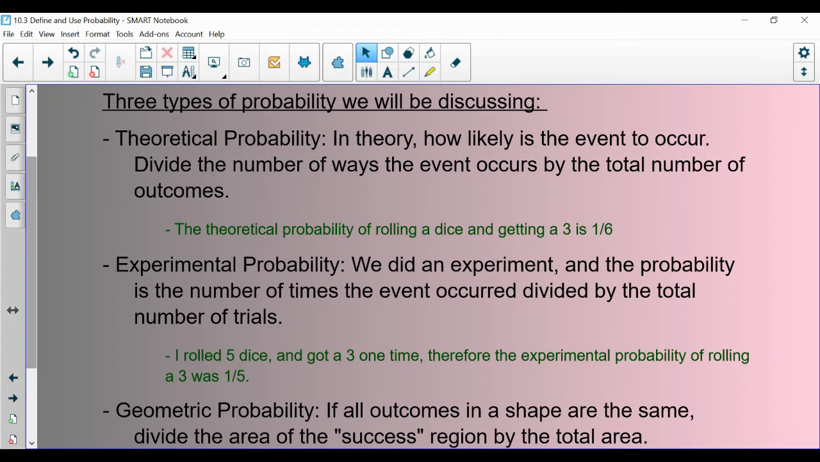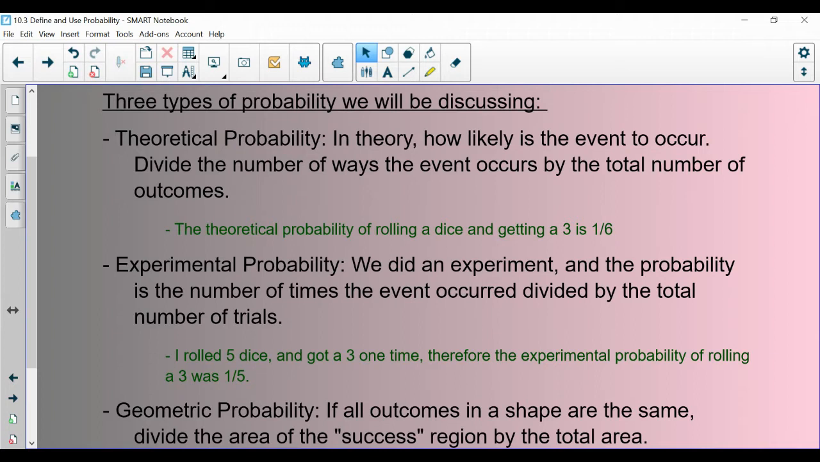This would say that we did some sort of experiment, and we found out what our probability was in that given experiment. So let's say that we rolled a dice 5 times, and one of them was a 3. In that specific experiment, our experimental probability of rolling a 3 was 1 out of 5. We know that that's different than the theoretical probability. They're not always going to be the same. But in our experiment, we succeeded 1 time, and we had 5 total trials. Therefore, it's 1 out of 5.